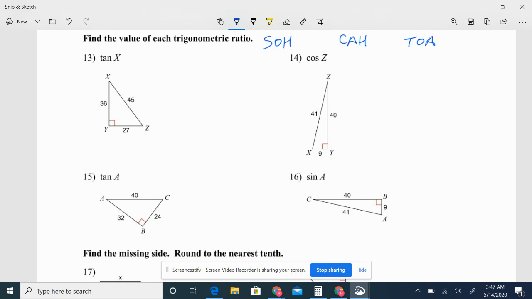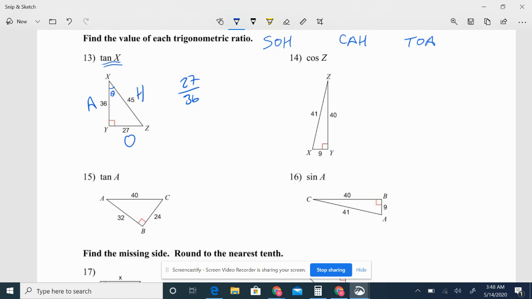So for question number 13, let me label all my sides. The biggest side from all, the one that is far away, the one that is opposite from the 90 degrees, it's always called hypotenuse. Now, because I'm asking you guys for tangent of x, at x, I'm going to put my theta. From that corner, the side that is far away from theta is what we call opposite. The side that is close to theta is what we call adjacent. I remember tangent is opposite over adjacent. So in this case, I'm just going to go 27 over 36.